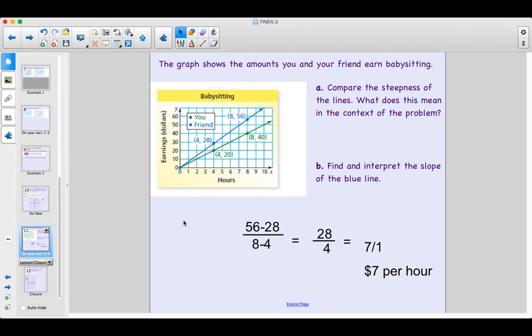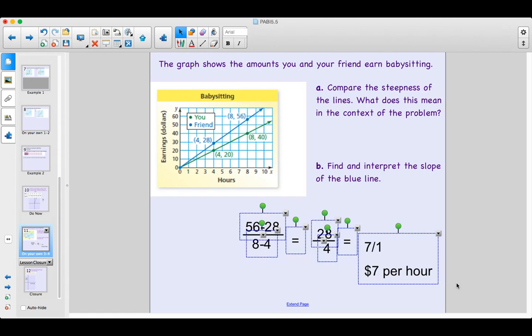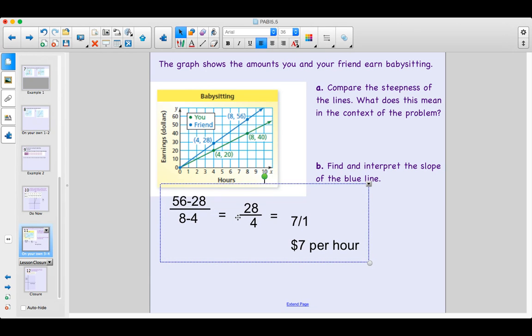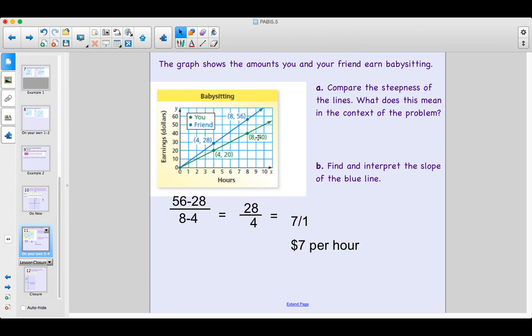Now it doesn't say to, but let's keep going in order to take a look at how much money you make. So we're going to find your slope as well, the slope of the green line. So we're going to do our y2 minus y1. We're going to do 40 minus 20. And we're going to put that over, make my little line here, 8 minus 4.